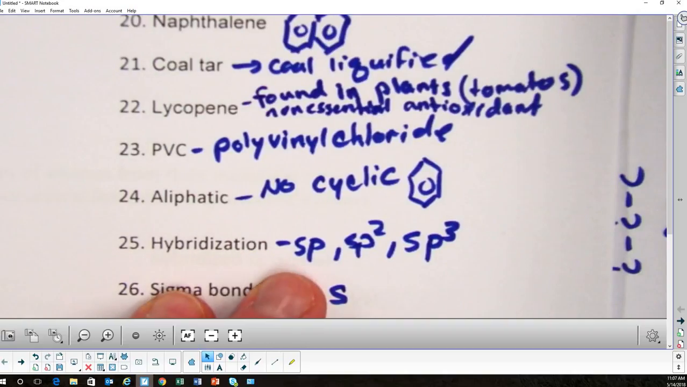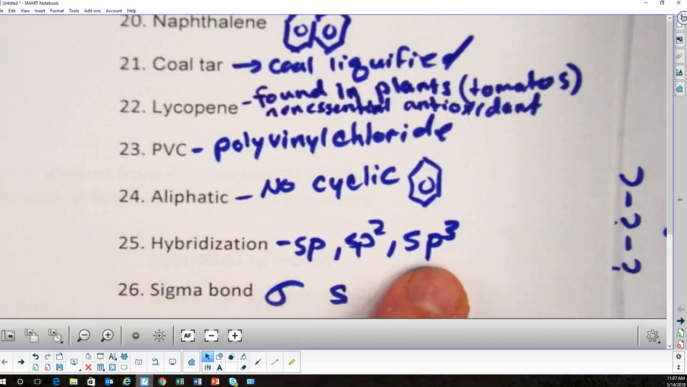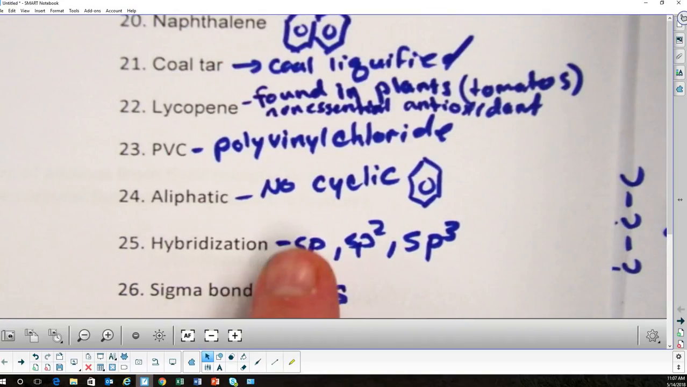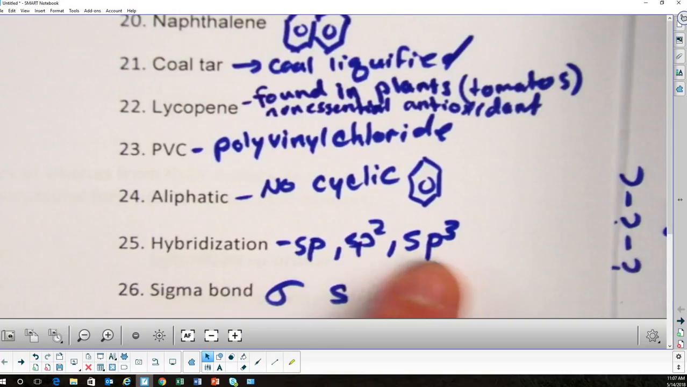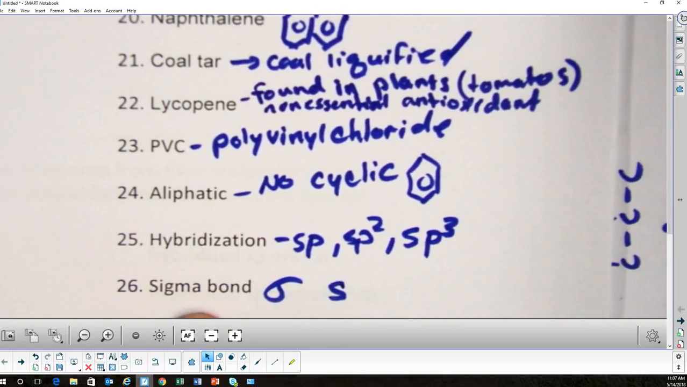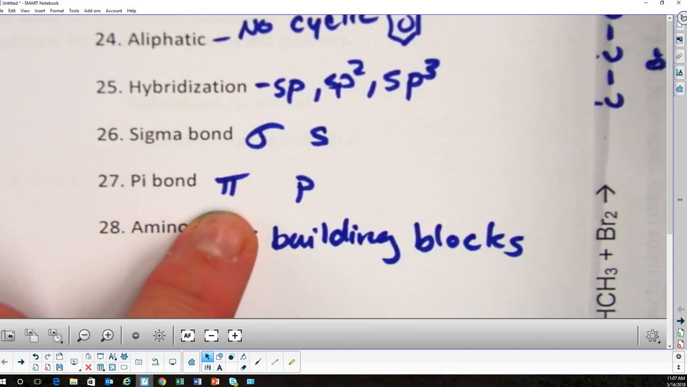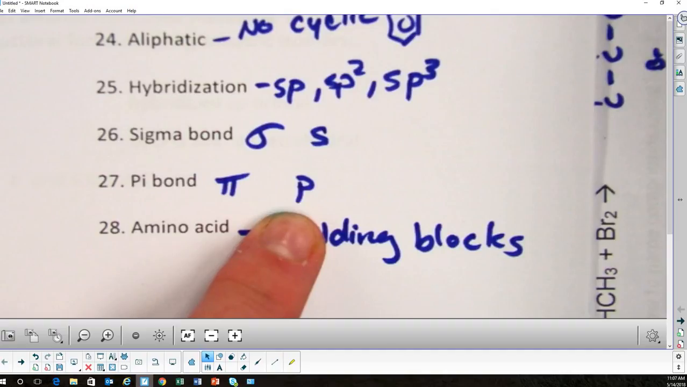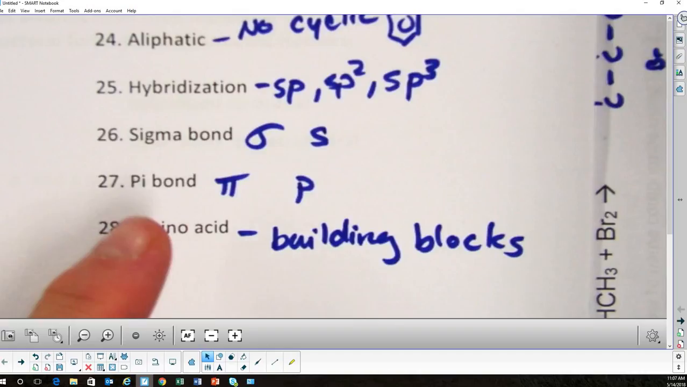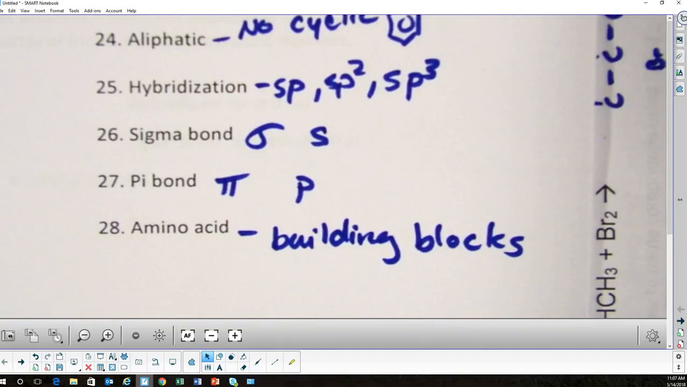We have hybridization, sp, sp2, and sp3. Basically, it's triple bond, double bond, single bond. Sigma bond, remember, is signified by the sigma in the Greek alphabet. It is where the S bonds. Pi is symbolized by the symbol pi, and it is when your P bonds, your PX and your PY. PZ will not bond. And amino acids are our building blocks for our body. Okay?